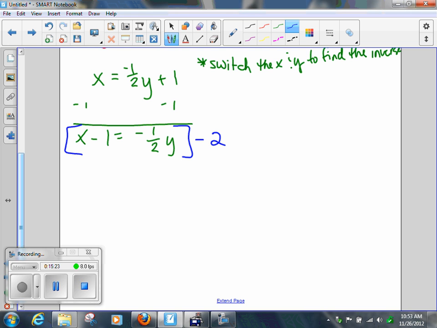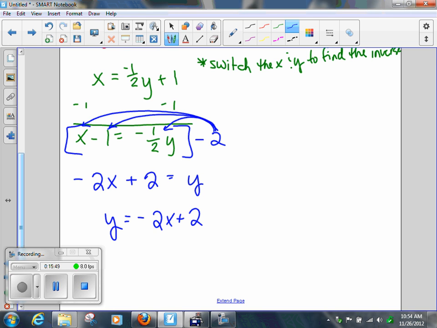Okay? And we're going to distribute. So that's going to give us negative 2 times x is negative 2x. Negative 2 times negative 1 is positive 2. Negative 2 times negative 1/2 is positive 1y, or just plain old y. Now, I don't like the way that's written. Does that bother y'all? Because it bothers me. I want to rewrite it. y equals negative 2x plus 2.